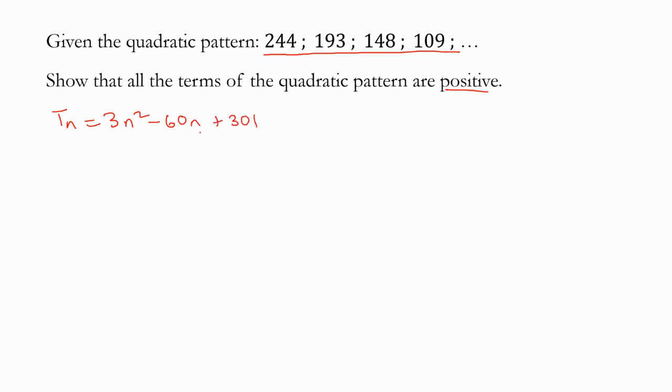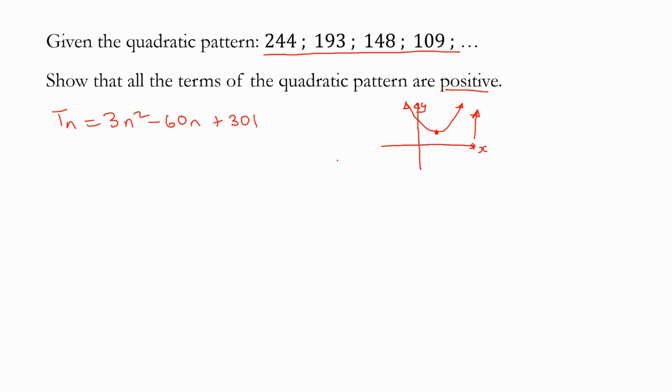So meaning that this function is concave up. We just assume it's like this. If the minimum value of this quadratic function is above 0, then all the terms of the quadratic pattern are positive because they are above the x-axis. We have to find the minimum value of the function. If it is greater than 0, then what? Then all the values of the quadratic pattern are positive. Right, how do we find the minimum value of a quadratic function?